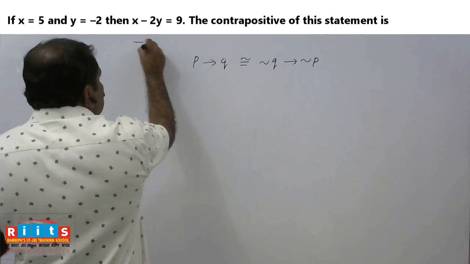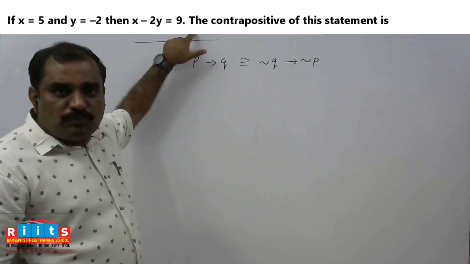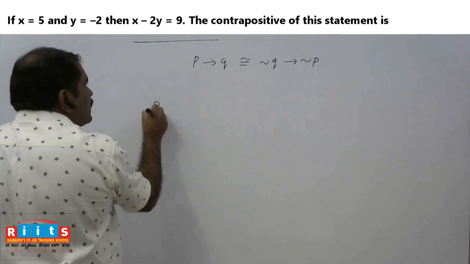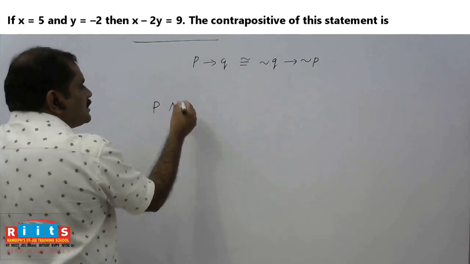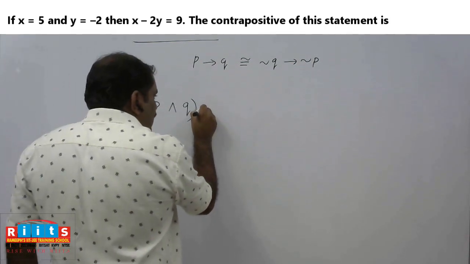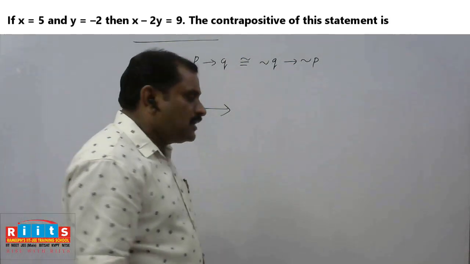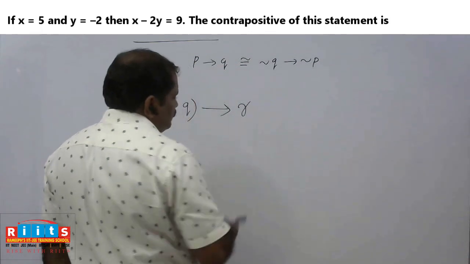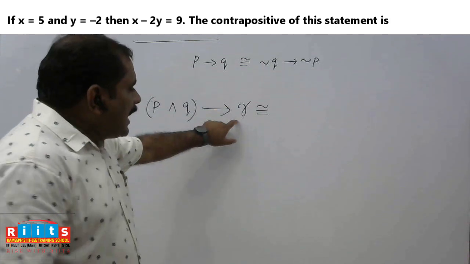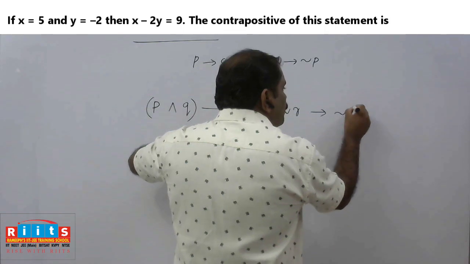Here, two simple statements, x is equal to 5 and y equal to minus 2, are connected by and. That is, x equal to 5 is taken as P and y equal to minus 2 is taken as Q. That is, P and Q. Then implies x minus 2y is equal to 9 is another simple statement, which is taken as R. What is the contrapositive of this statement? It is negation R implies negation of P and Q.